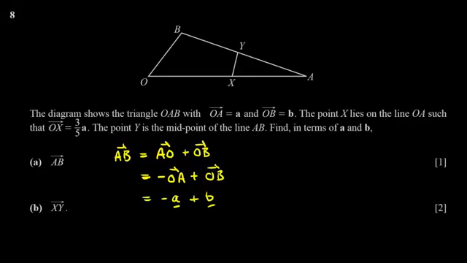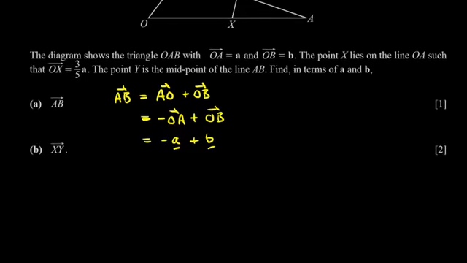Well, then part B, we want to find XY. So we want to go from here to here. Well, I think the best thing to do is use our result from the previous question, right? We can use the vector AB. How can we do that? Well, we can say X to Y is the same as going from X to A and then going from A to Y. So let's try that. So X to Y is the same thing as going from X to A and then going from A to Y. Well, now we just need to interpret these, right?